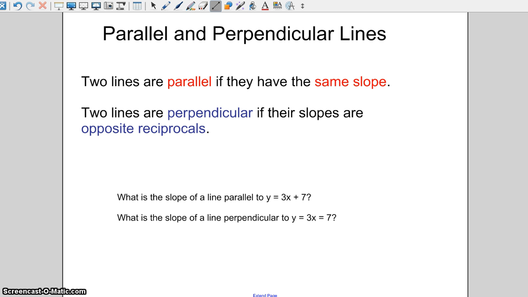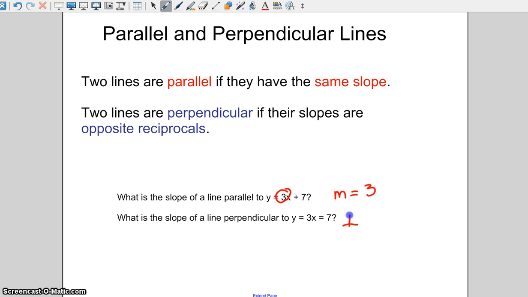Parallel and perpendicular lines. Two lines are parallel if they have the same slope. They are perpendicular if their slopes are opposite reciprocals. What is the slope of a line parallel to y equals 3x plus 7? Well, this line has a slope of 3, so a parallel line would also have a slope of 3.